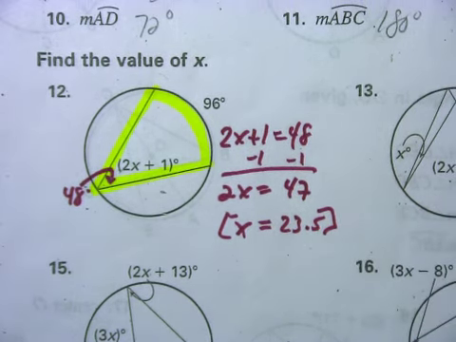Subtract 1 from both sides. 2x is equal to 47. Divide both sides by 2. And x is equal to 23.5. And those are the questions 1 through 12.